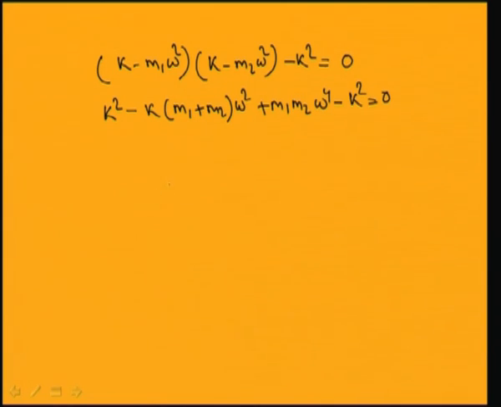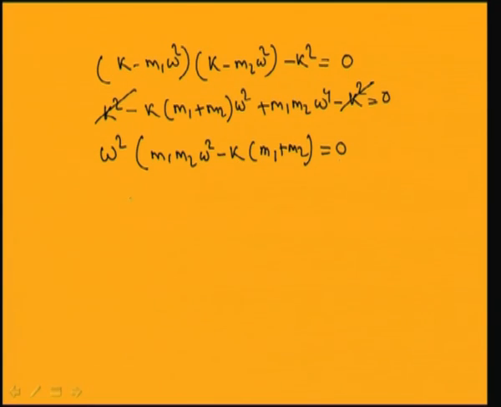Or I can write this equation in this form, omega square. So I can take omega square common from these two. So this becomes omega square into m1 m2 omega square minus k into m1 plus m2 equal to 0. As this k square cancels, this equation becomes minus k into m1 plus m2 omega square plus m1 m2 omega fourth equal to 0. So I can take omega square common, and this becomes m1 m2 omega square minus k into m1 plus m2 equal to 0.